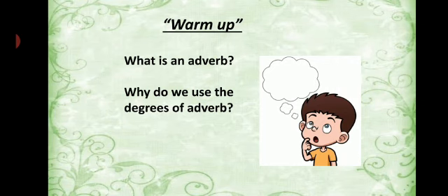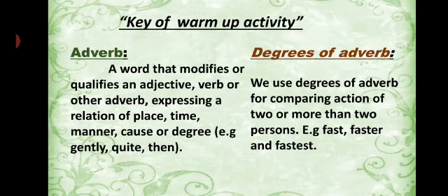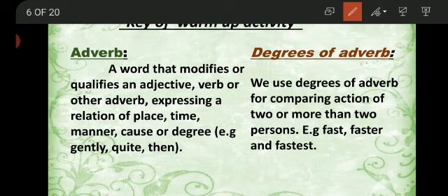Students, what is an adverb? As you all know, it is one of the 8 parts of speech. Quickly remind it. Okay, now what is an adverb? A word that modifies or qualifies an adjective, a verb, or another adverb. Basically, an adverb is the word that is used for adding quality to an adjective, a verb, or another adverb by expressing its relation with respect to place, time, manner, cause, or degree.